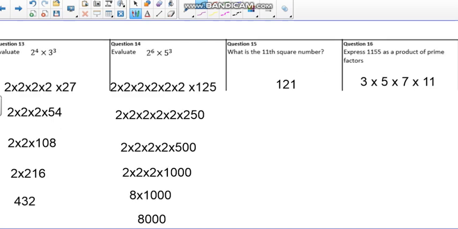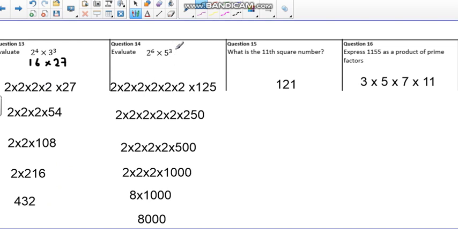Okay, question 13. So we had 2 to the 4 times 3 cubed. Okay, you could work this out as 16 times 27 and then do long multiplication, that's absolutely fine. Or you could multiply by 2 over and over again to get to 432. Okay, so I've just taken the 27 and multiplied by 2 4 times to get 432.